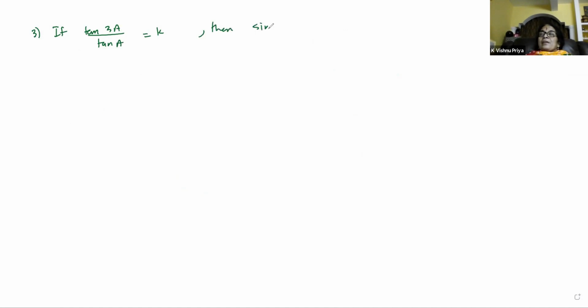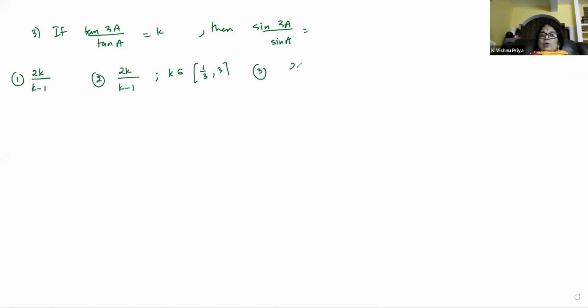Then you have to find sin 3A by sin A. What is the value? Here, look at the options carefully. First option is 2k by k minus 1. Second option is also 2k by k minus 1. Both options are the same, but in the second option it is given that k belongs to the interval (1/3, 3). That is the difference between the first option and the second option.